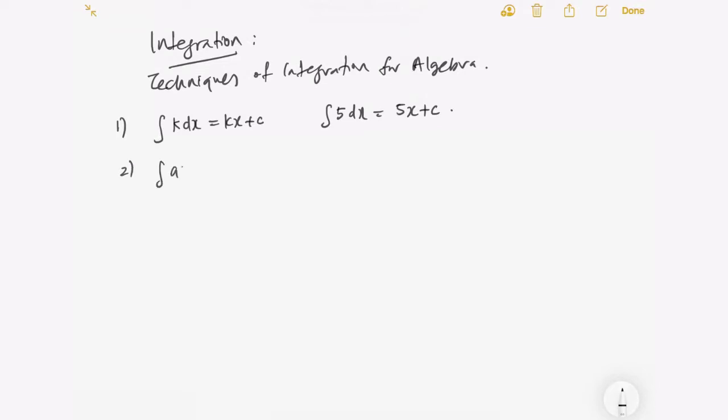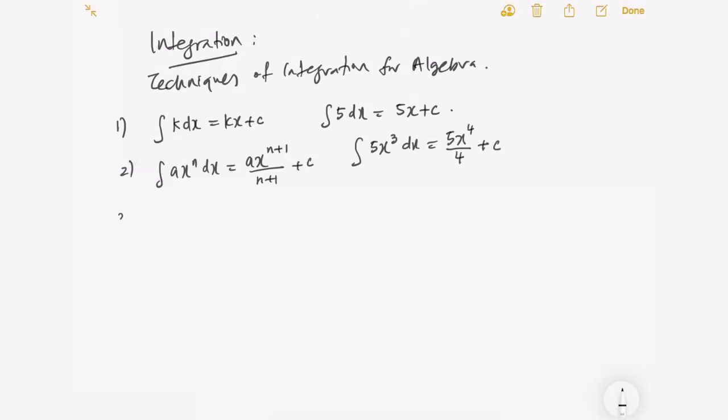If you integrate ax^n, the general term of algebra, we get ax^(n+1), increase the power by 1, divide by n plus 1, plus c. Well, classic example, I may give you ax power, say 5x^3. So when you integrate this, we copy 5, we copy x, increase the power by 1, 4, divide by 4 plus c.